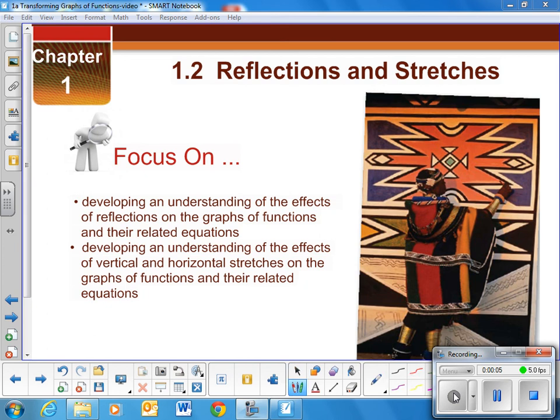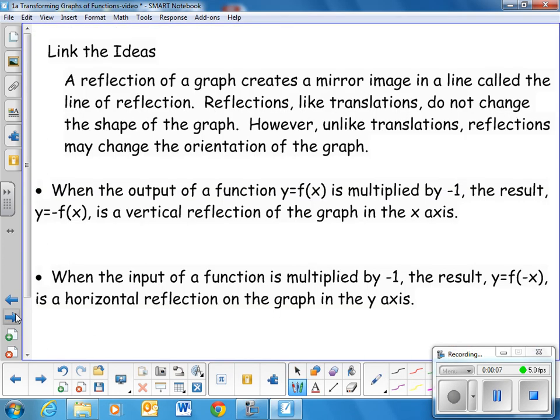Reflections and stretches. A reflection of a graph creates a mirror image in a line called the line of reflection. Reflections, like translations, do not change the shape of the graph. However, unlike translations, reflections may change the orientation.